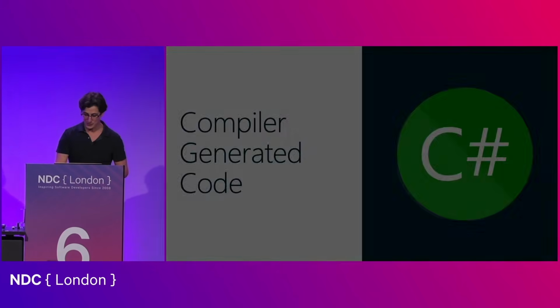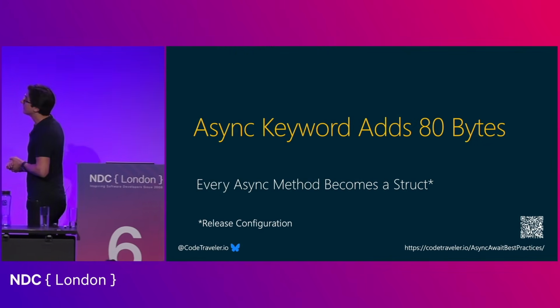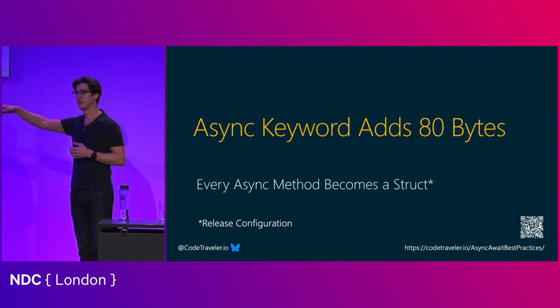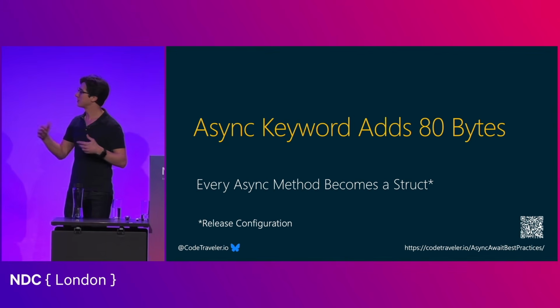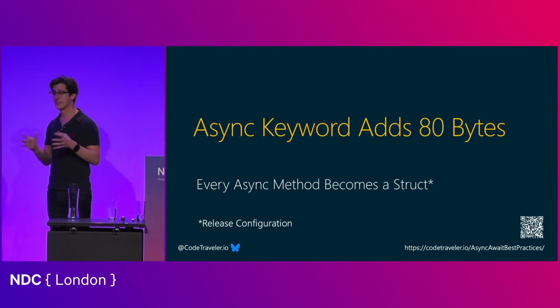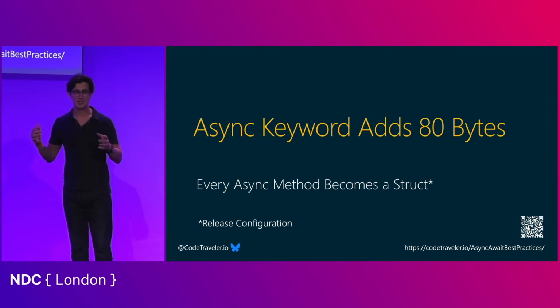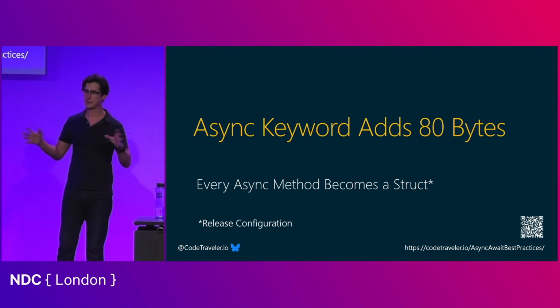Okay, so I know there's a lot to take in, so let's do a quick review. The async keyword adds about 80 bytes, and this is just because the compiler takes our async method and creates a state machine. It generates that struct, and that increases our DLL size by 80 bytes. Now, this doesn't really matter. We're talking 80 bytes. We're not talking 80 megabytes. We're not talking 80 kilobytes. We're not talking 80 gigabytes, just 80 bytes.